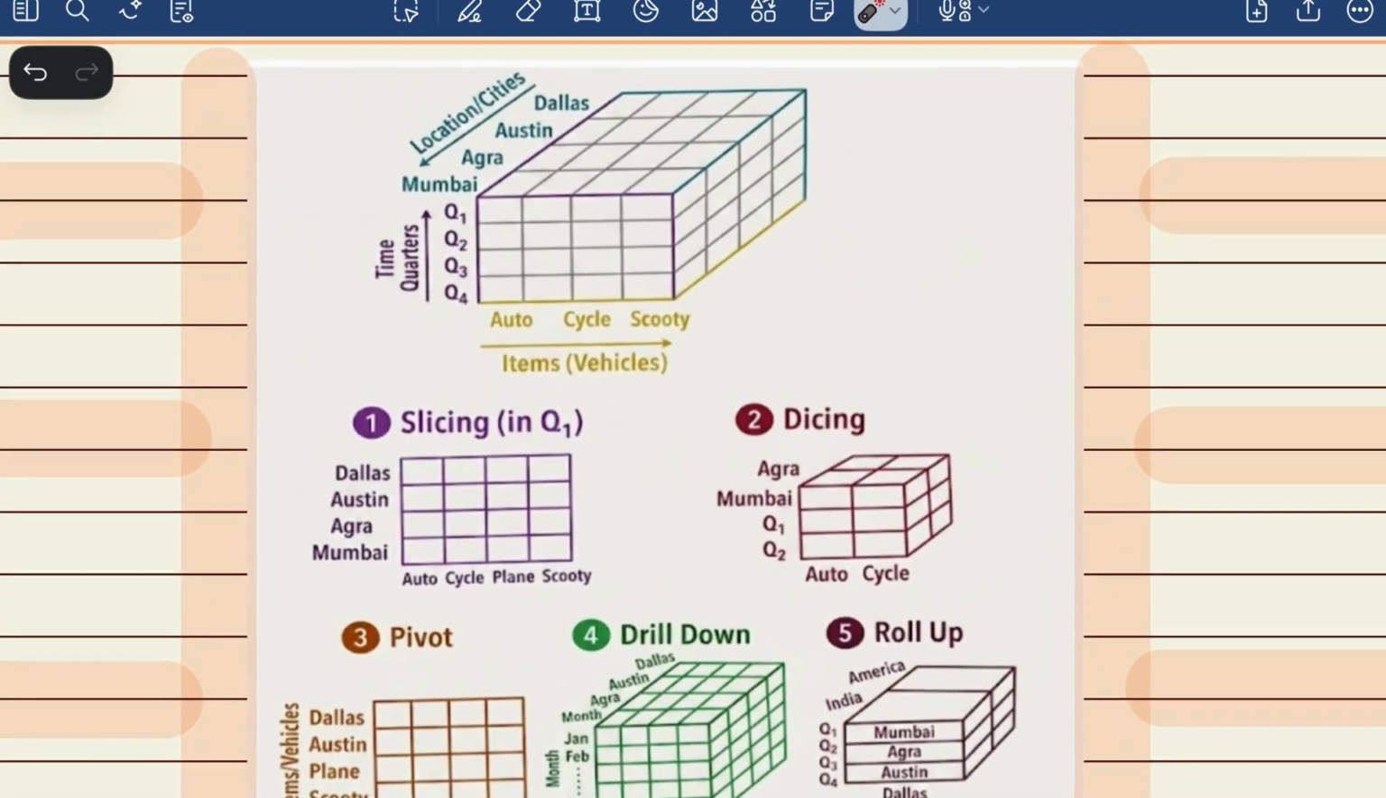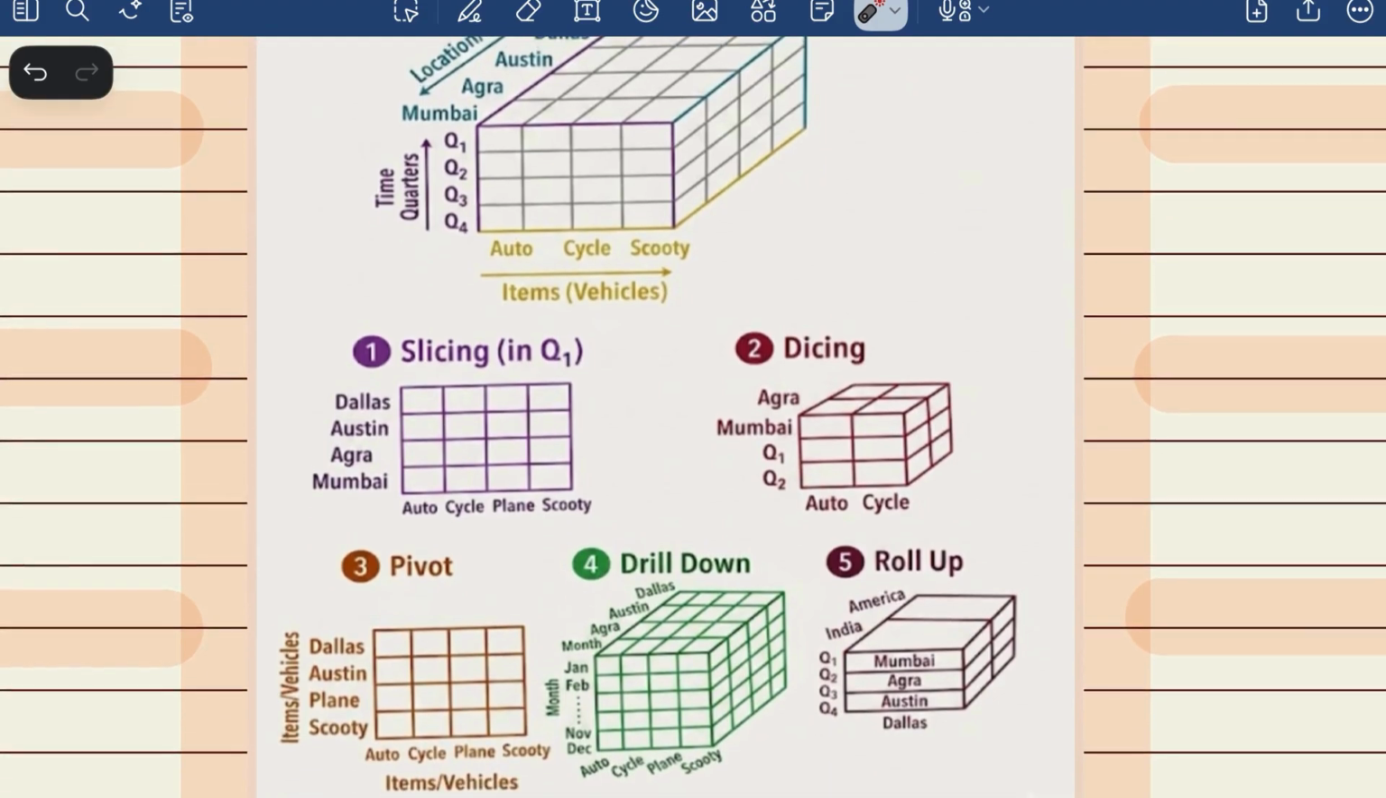In this example, you have imaginary data of time, of items, and of the cities. All right, and now you want to understand all the operations. So what would slicing be? Slicing, you just took out one slice, and you took the data from all the cities, all the products, but only for quarter one. This is slicing.